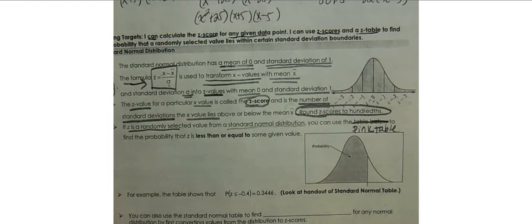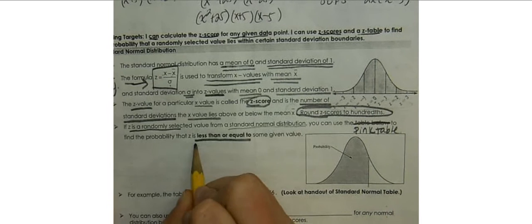You can use the pink table to find the probability that z is less than or equal to some given value. So z has to be less than or equal to. It can be less than, it can be less than or equal to. So I'm going to say right here that if you see the symbol less than, that also works. So it also works with less than.